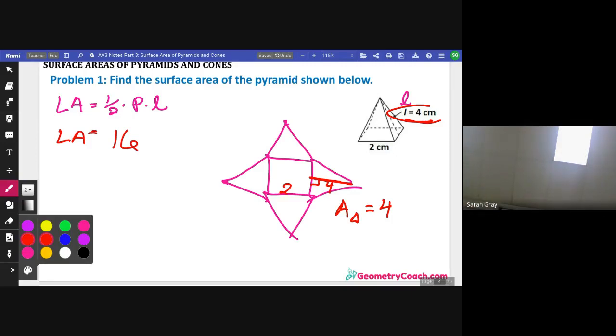All right, so our lateral area was 16. If we did it with the perimeter times slant height method, 1/2, perimeter of the square is 8, slant height is 4, you still get 16. All right, then we're going to add in the base. Our base is just a square, so it has an area of 4 units also. So total surface area is 20 centimeters squared. Okay, questions there?